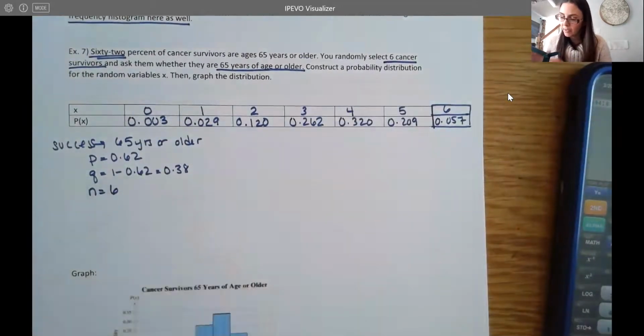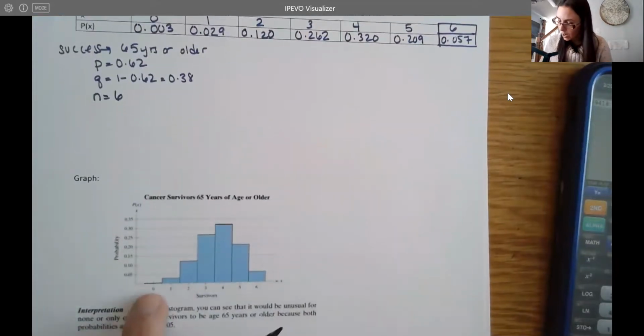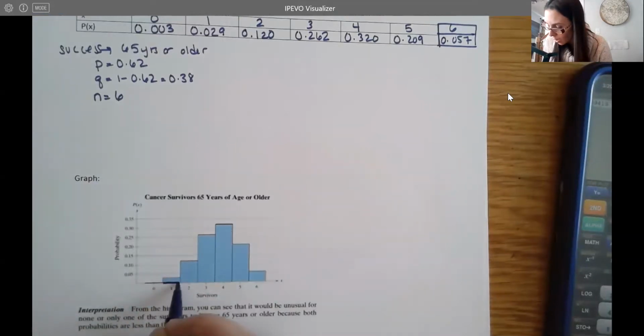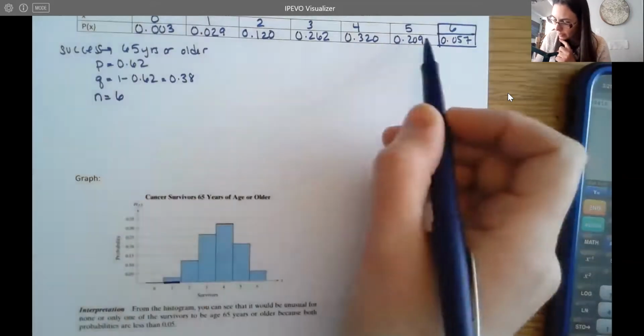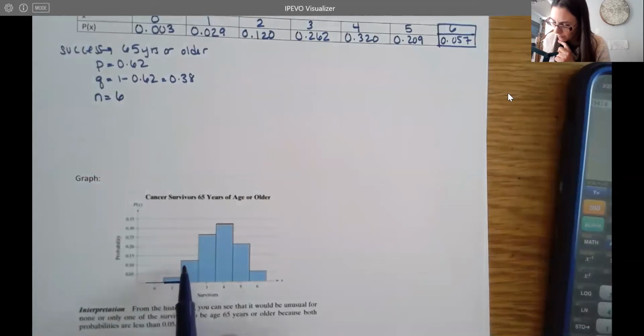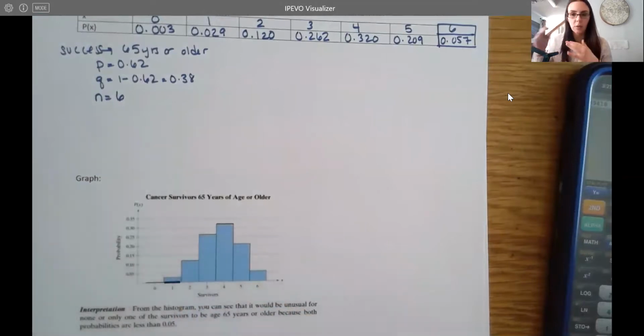So here's our probability distribution. And just like before, we can graph it. So you have all your options here for your x values, 0 through 6. Each of our widths is just 1. And you just put your little numbers at the midpoints where they would be. And then your heights are the heights of your probabilities. So this one would be at 0.003, 0.029, 0.120, 0.262, 0.320, and so on. So all those heights match.